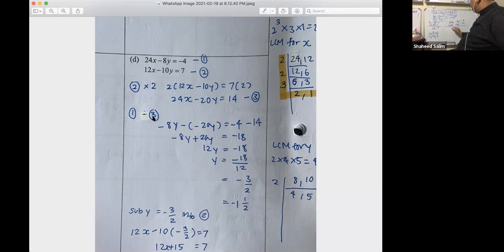This one now, when you minus, you get minus 8y minus 20y equals to, now again, top minus bottom, minus 4 minus 14. You get minus 18, which is what we are getting here. See, you look at the screen, minus 18. So down here, minus becomes plus 20y. 20y minus 8y equals to 12y. So you are doing the same thing over here.